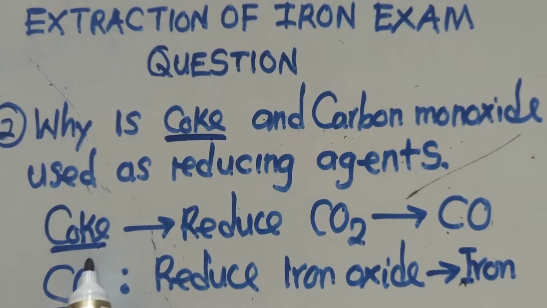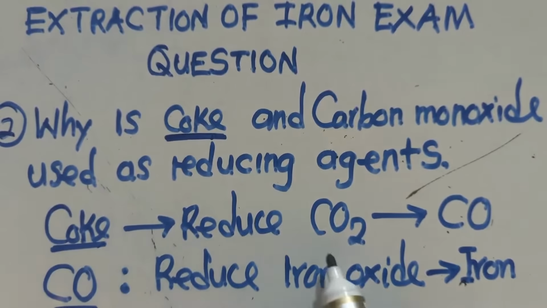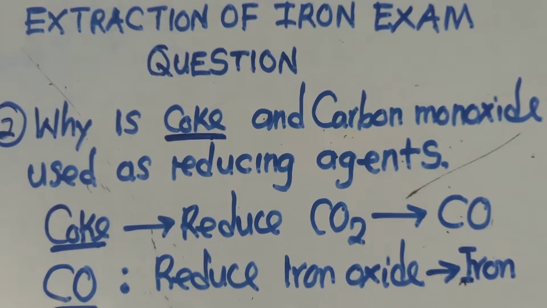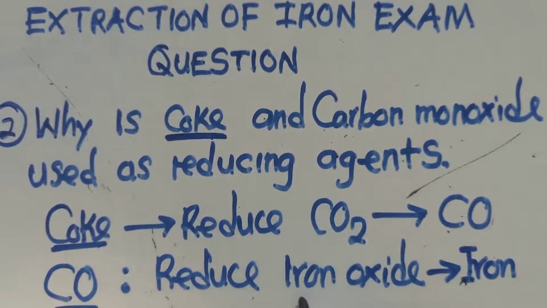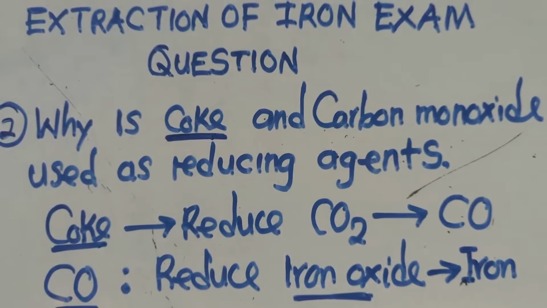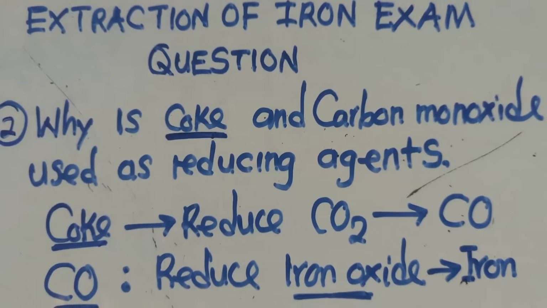Coke is going to reduce carbon dioxide to carbon monoxide. But carbon monoxide is also a reducing agent, which is then going to reduce iron oxide to iron. So the iron oxide can be iron 3 oxide, it can be tri-iron tetraoxide. But what you need to know is that it is iron that is reacting with the oxygen. This is what you need to know and understand on this particular question.